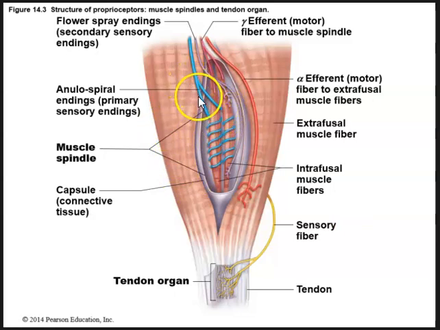So here we see those annulospiral endings. These are the primary sensory endings surrounding or twirling around those intrafusal muscle fibers. And then we also have secondary sensory endings as well. These are called flower spray endings. Now, stretching will activate the primary and secondary endings that innervate the spindle, which will then cause them to fire off impulses that will travel up to the spinal cord and brain.